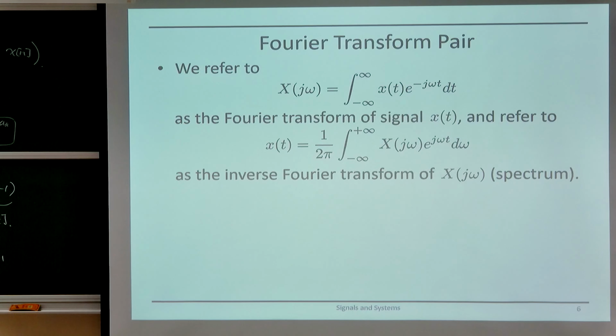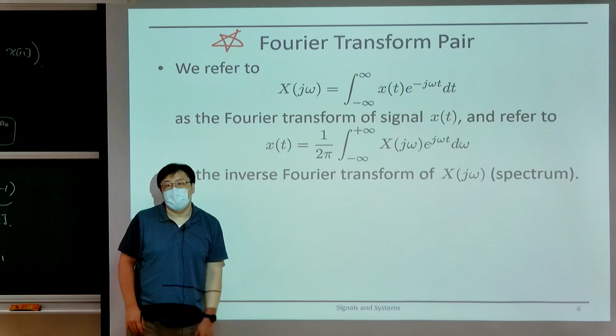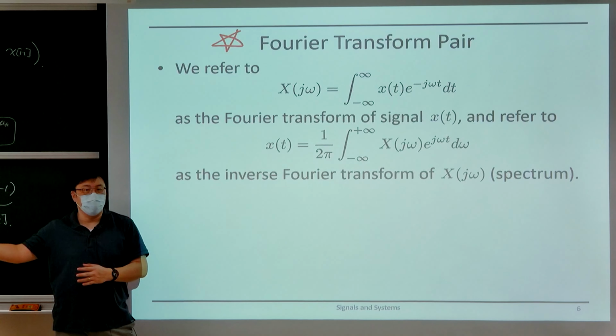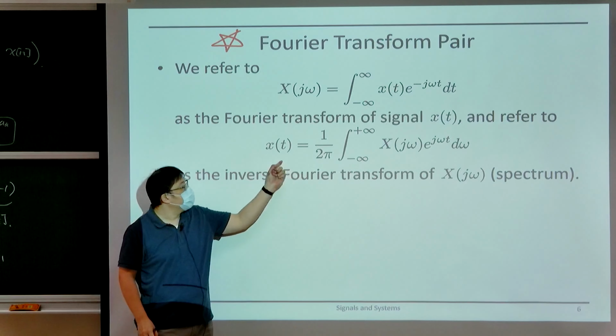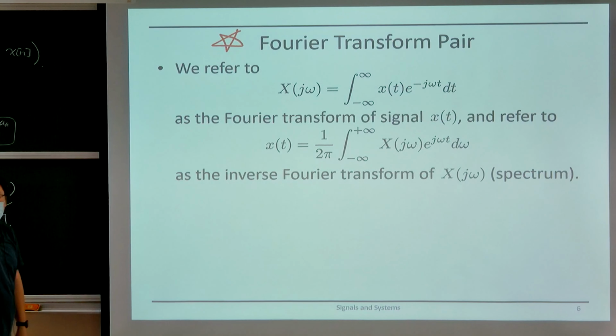So this is super important. If you remember only one thing from this class, this is probably the formula you will remember. Any signal x of t, you can uniquely represent it in terms of its frequency domain signal. And then given any frequency domain signal, you can always convert it to the time domain signal. So this is a unique one-to-one relation.